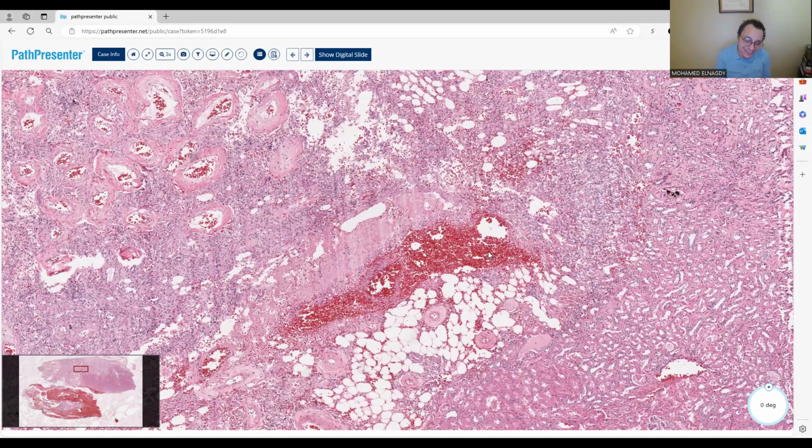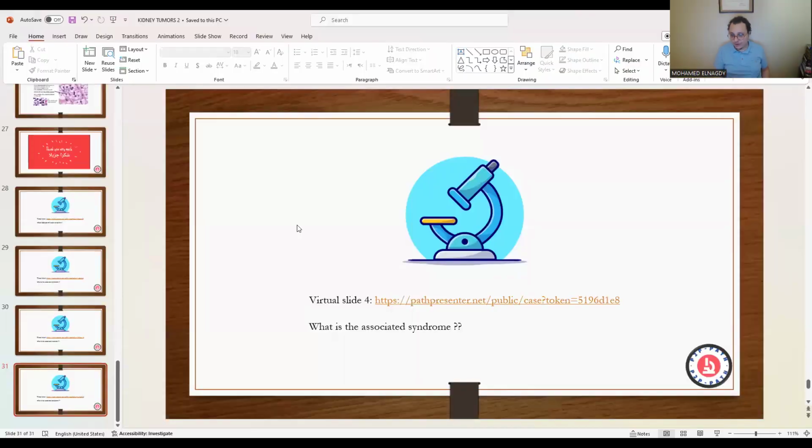So what do you want to see here? Yeah, we see the three components. Good job. So we see the fat here, and then we see the sclerosed and thickened blood vessels, and then the spindle cell component. So it's angiomyolipoma, and the associated syndrome is tuberous sclerosis. Good job.